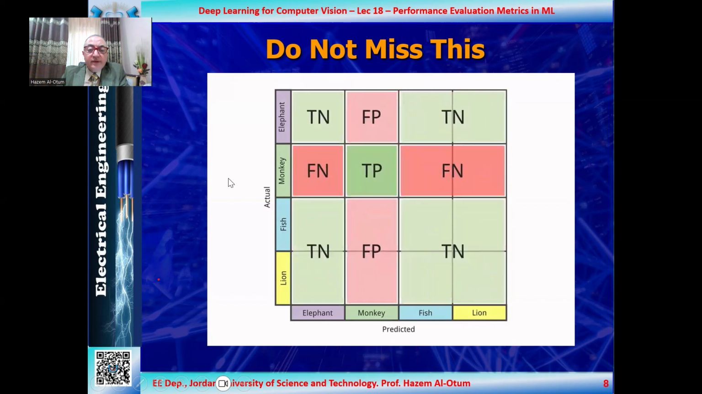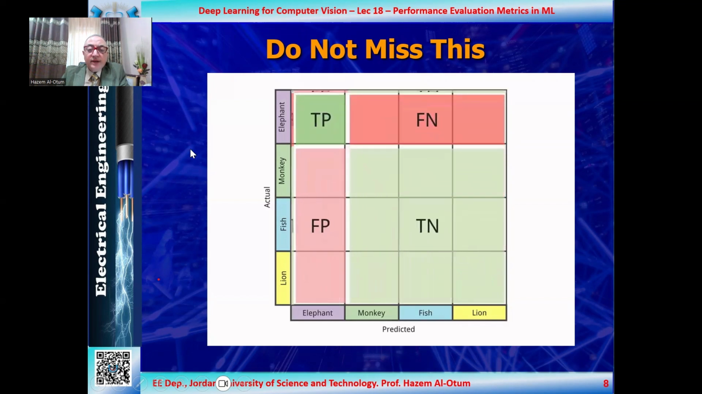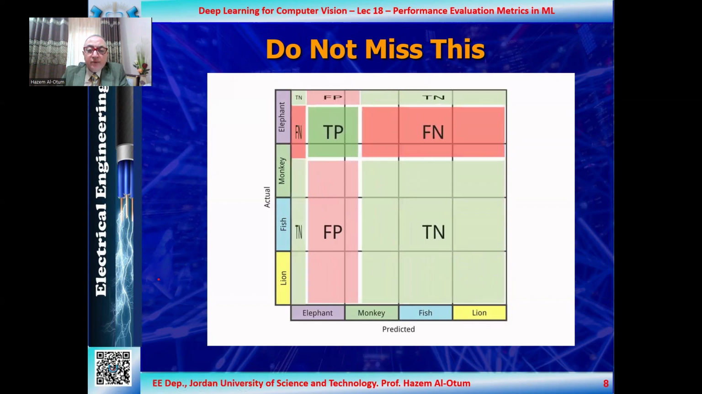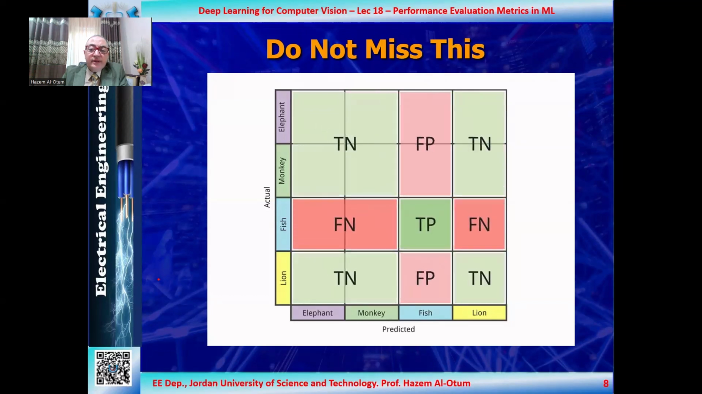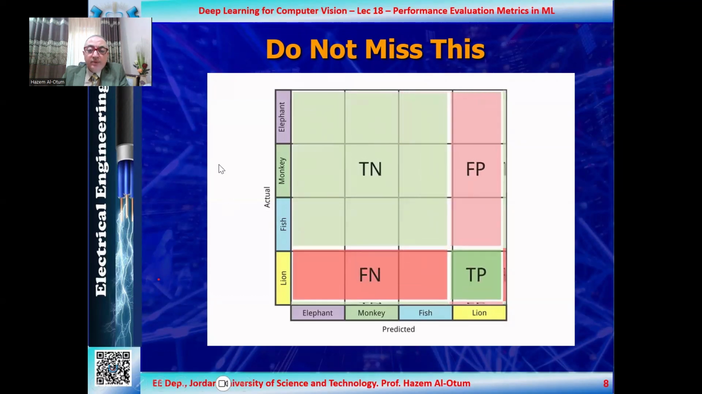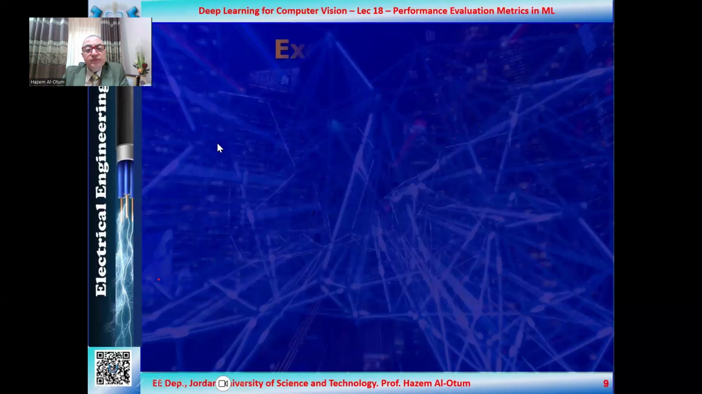In case we have not only two classes, maybe four classes or more, it helps to specifically define where is the true positive, where is the true negative, where is the false positive, and where is the false negative, and this will be very helpful in understanding all these things.